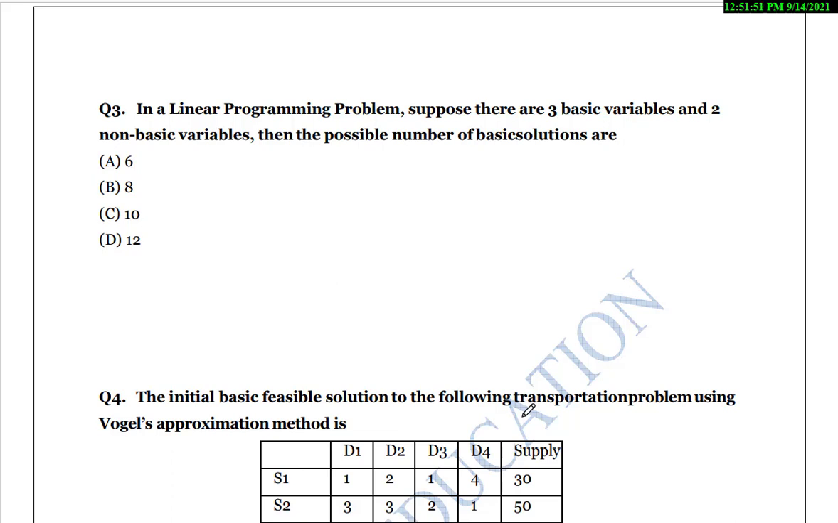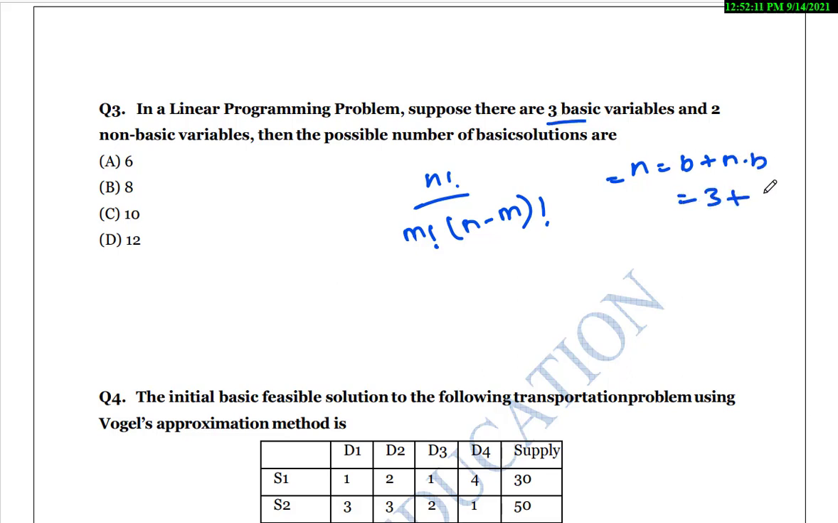Then the possible number of basic solutions. For this you have a formula: n factorial divided by m factorial into n minus m factorial. Here n is the total number of variables, that is n equals basic variables plus non-basic variables. Basic variables are 3 and non-basic variables are 2, so the value of n is 5.